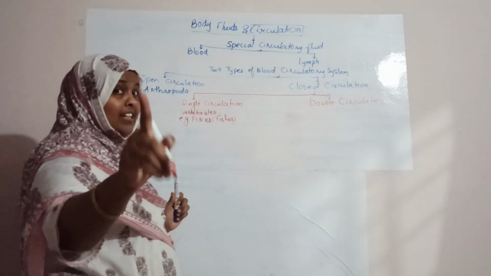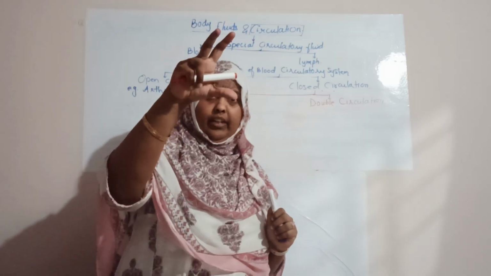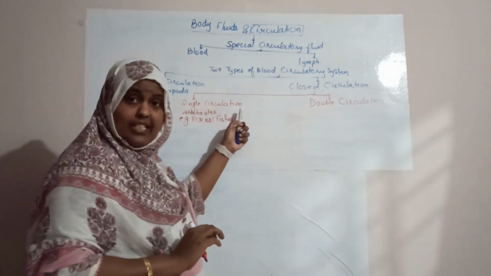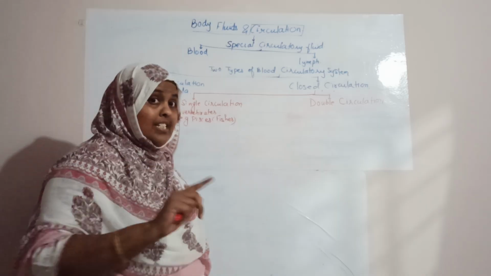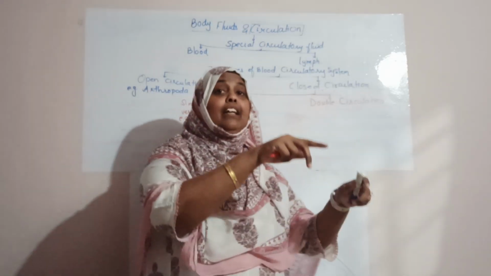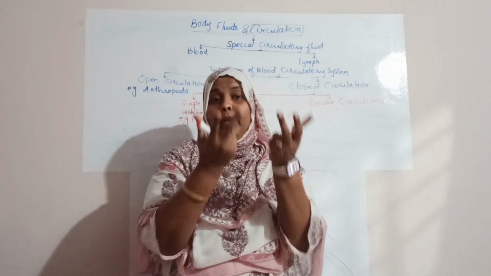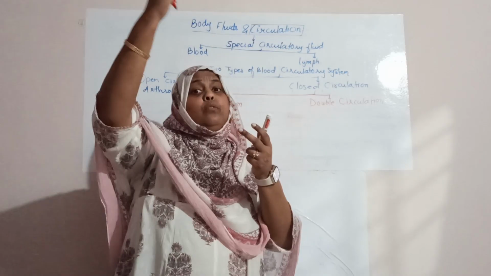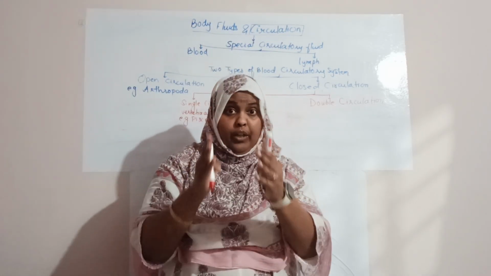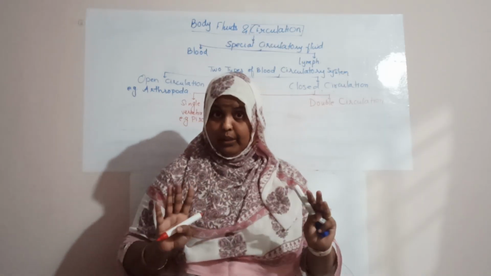Because in a fish we study that a two chambered heart is present. How many chambers? One auricle and one ventricle. So in single circulation, in a cycle, blood enters the heart once. For example, the heart pumps the blood, and it enters the gills for purification. After purification, the purified blood does not enter the heart again.